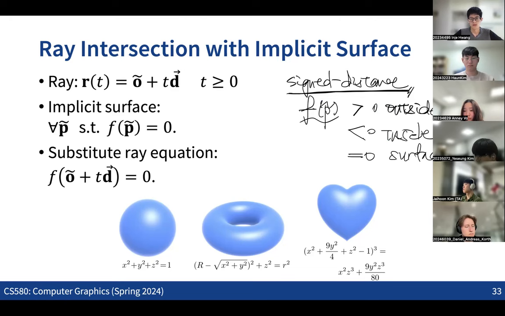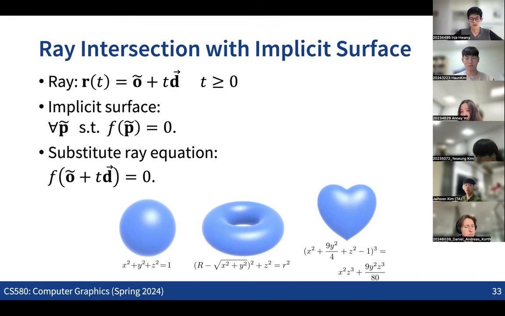And if we have this signed distance function, what is an efficient way of marching the ray over the space? Any ideas?